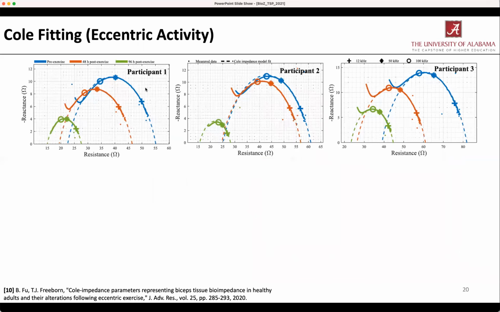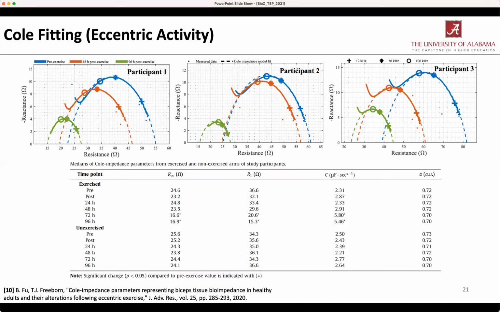So we're looking at that data again now. This is the eccentric activity study. We're looking at 3 participants. Solid is the experimental, dash is the Cole fitting. We're seeing some artifact in some of our data, which we'll talk about in a little bit. But again, we see a really good fit through that band of 10 kilohertz to 100 kilohertz. So this looks good. The fitting looks appropriate. What about that analysis though?